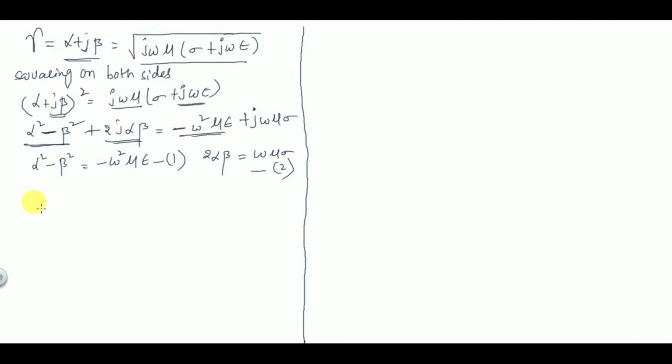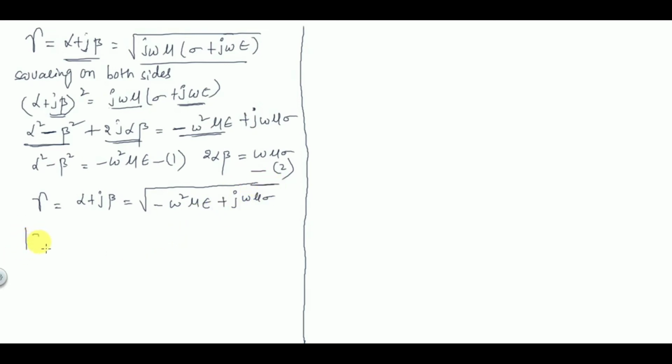Okay, and again, gamma is equal to alpha plus j beta. I'll take gamma square, don't worry. Not required, let us take gamma only. So it is equal to the square root of this value: minus omega square mu epsilon plus j omega mu sigma.